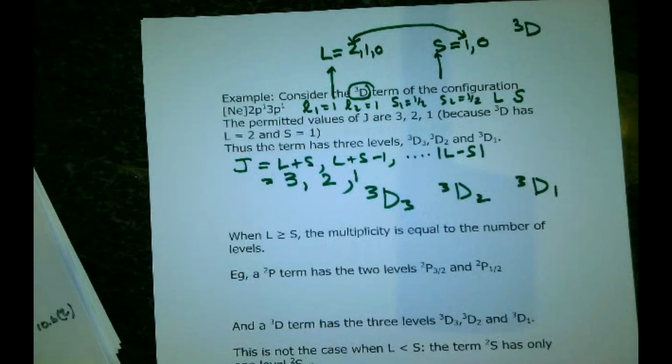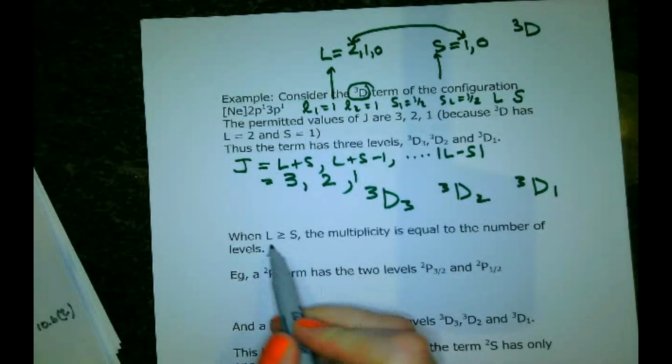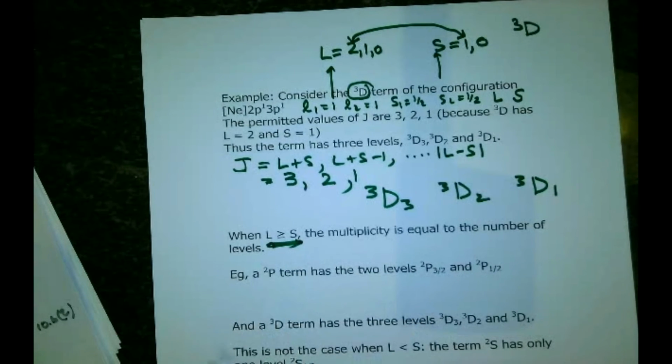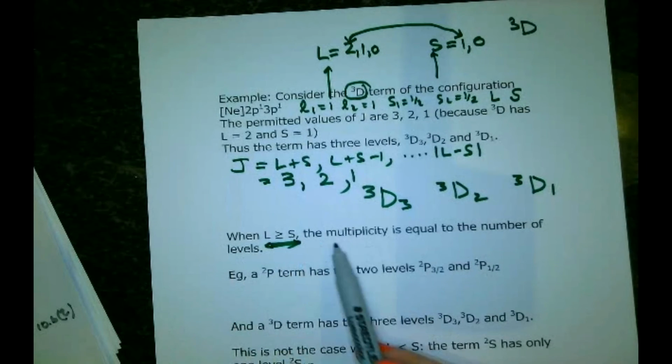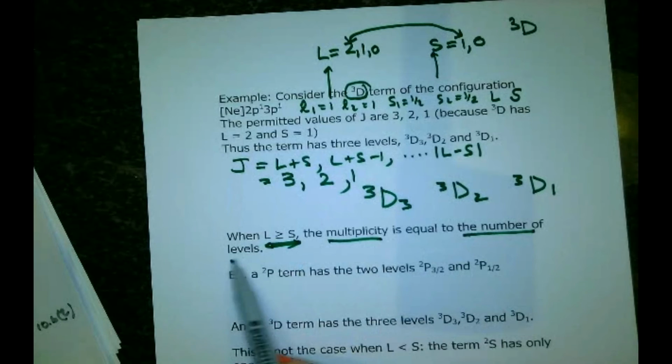Now there are some checks and balances that you can have in place to make sure that your answers are sensible. When L is larger than S, the multiplicity is equal to the number of levels.